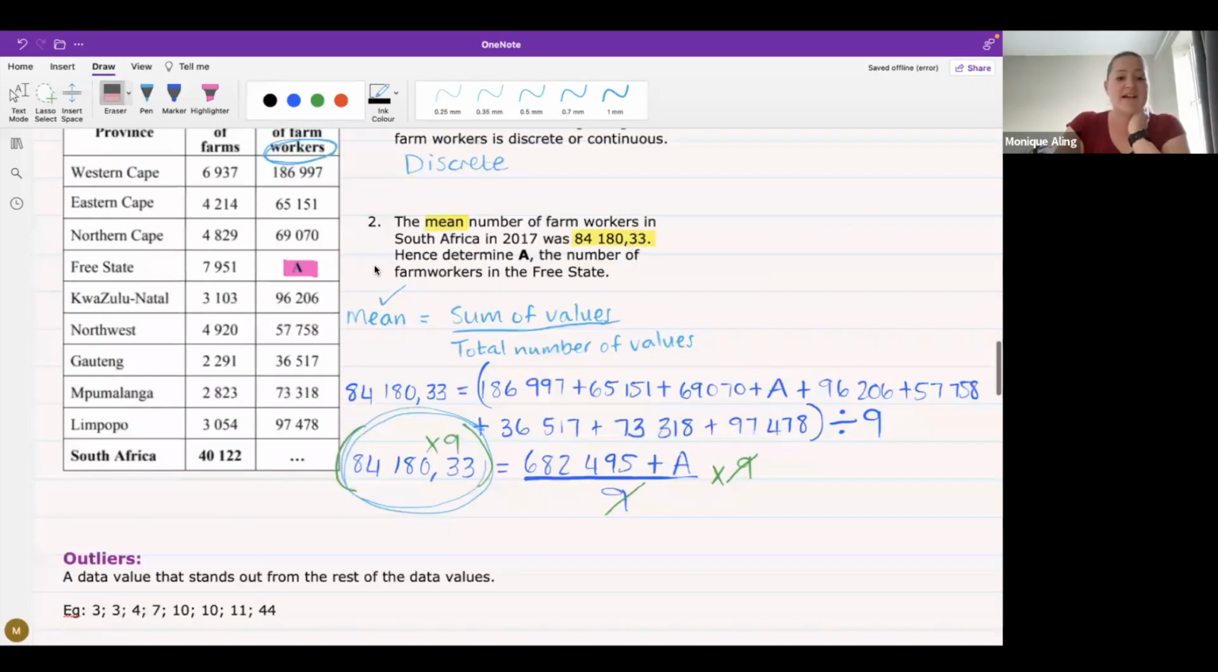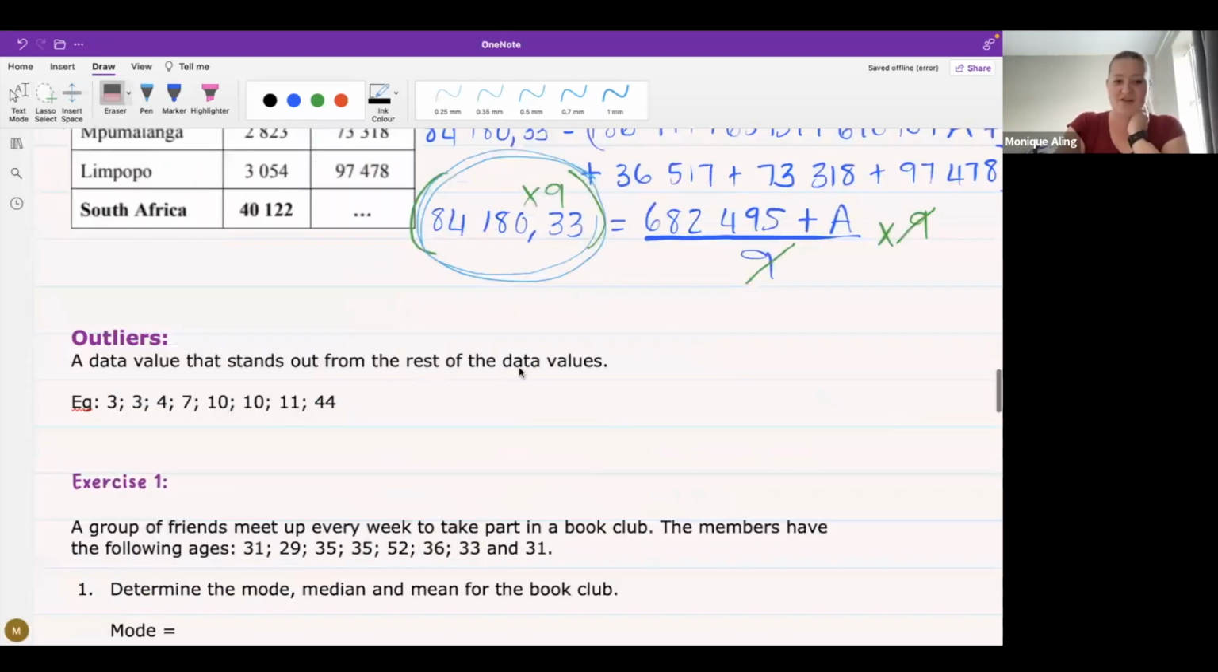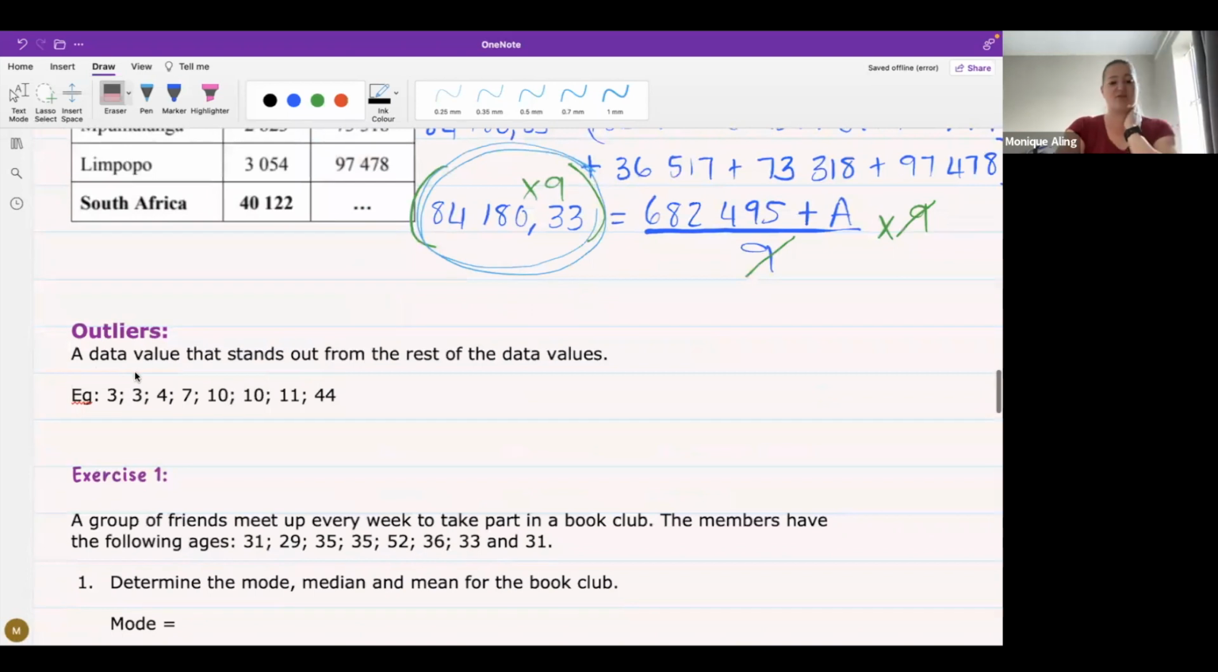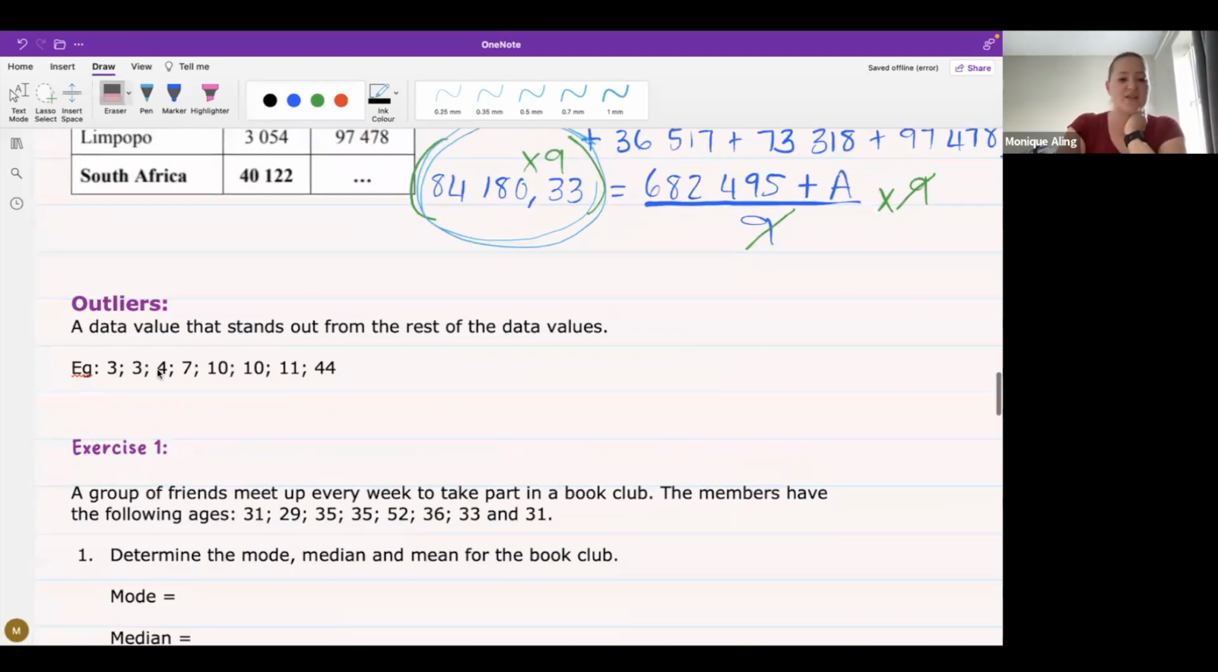So if we have a look here, it says, an outlier is a data value that stands out from the rest of the data values. So if we have a look at our example here, we've got 3, 3, 4, 7, 10, 10, 11, and 44. So our outlier in this instance would be 44.